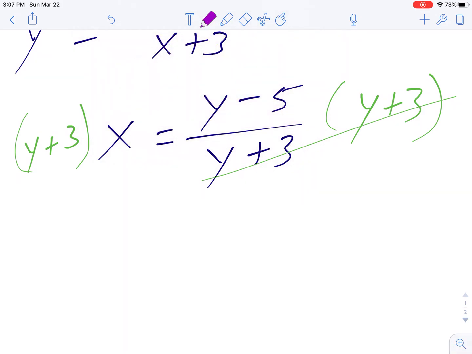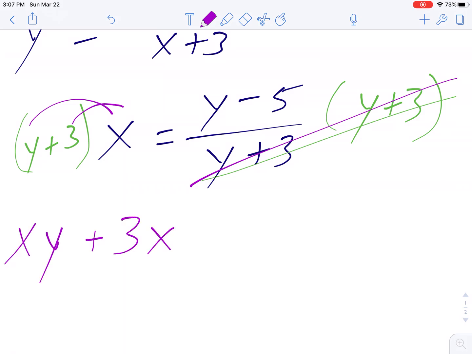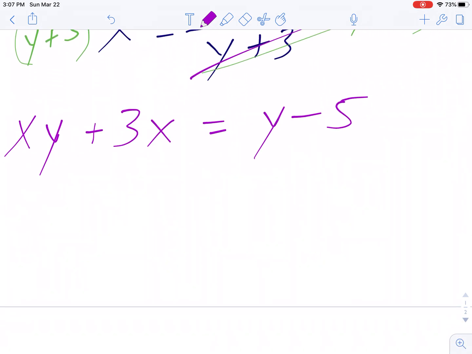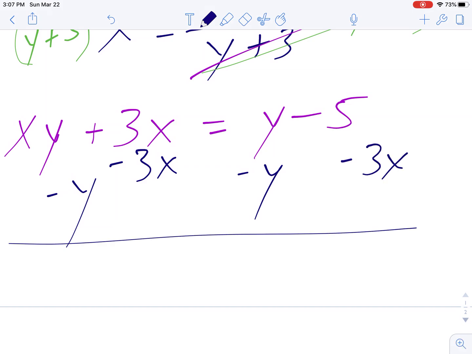So we're going to go ahead and multiply both sides, get rid of the fraction, multiply both sides by y plus 3. We need to distribute. That gives us xy plus 3x on the left, y minus 5 on the right. The goal is to solve for y. So the suggestion is to get all the y's grouped together. I always group them on the left.